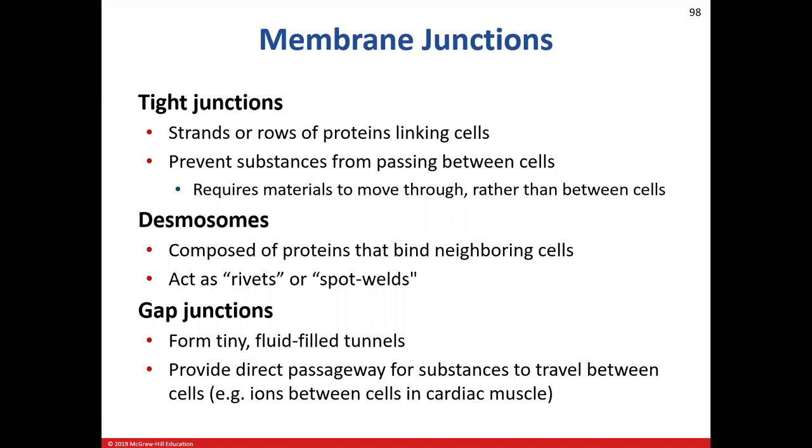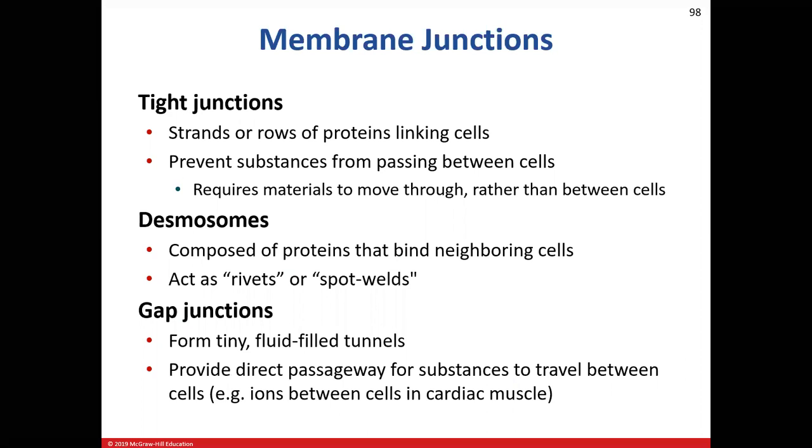So our first type of junction is a tight junction. Tight junctions are going to have strands or rows of proteins that link the cells together. They're going to prevent substances from passing between cells, and it requires materials to move through rather than between the cell.